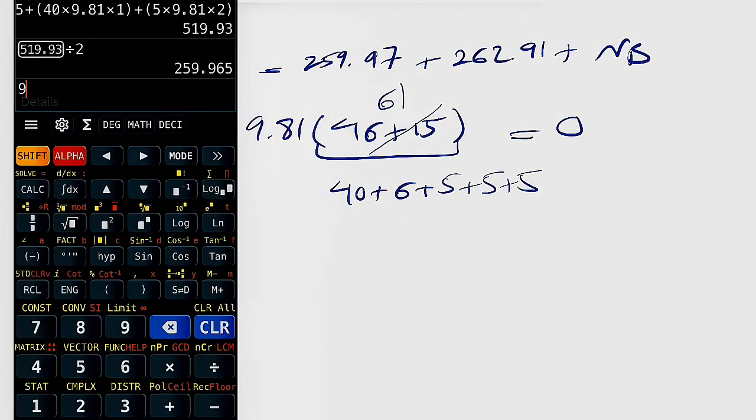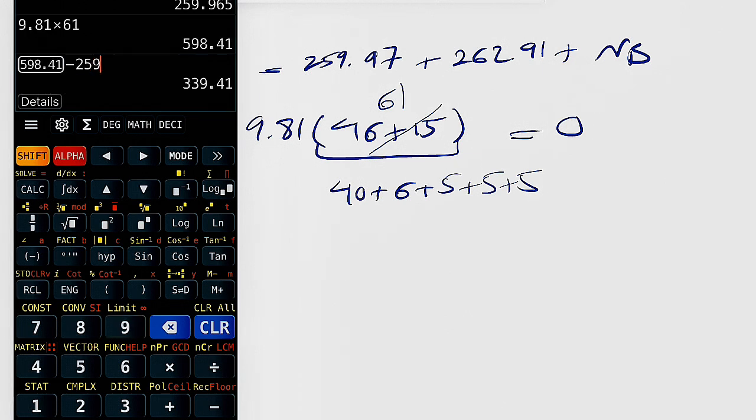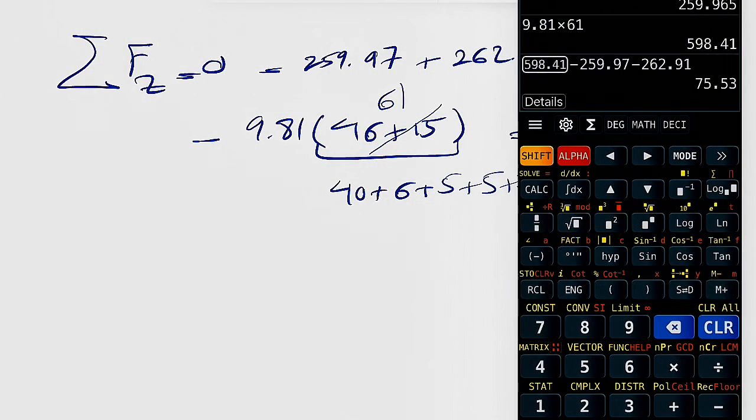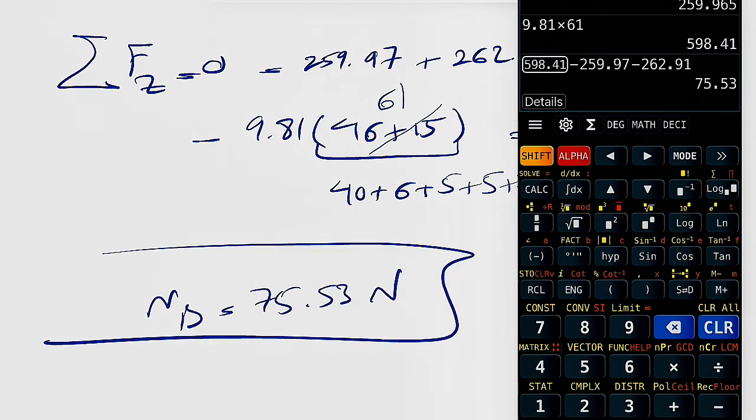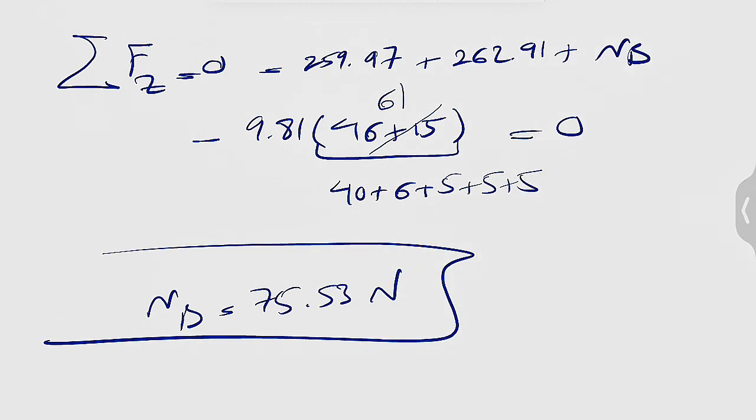So we can find NB in here, 9.81 times 61 minus 259.97 minus 262.91. And this is going to give us NB equals 75.53 newtons, and the final answer for this question.